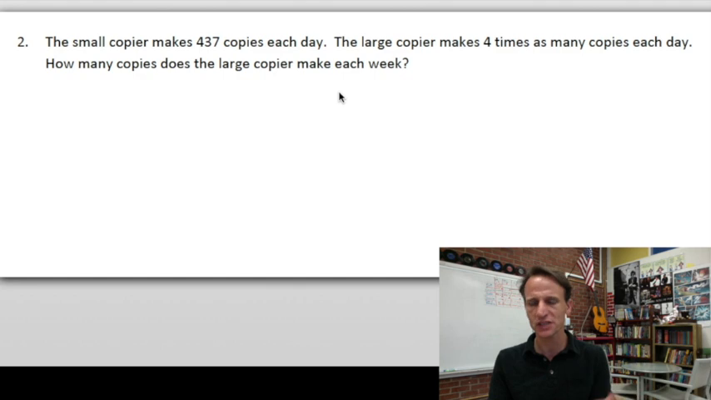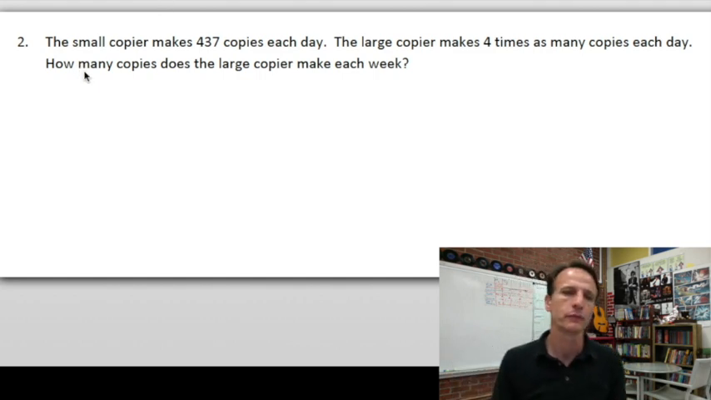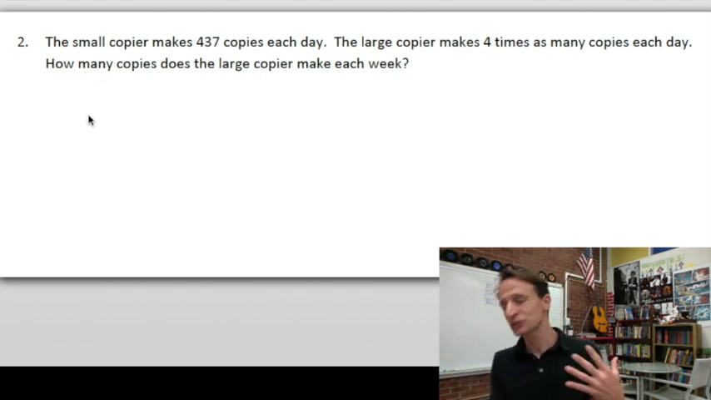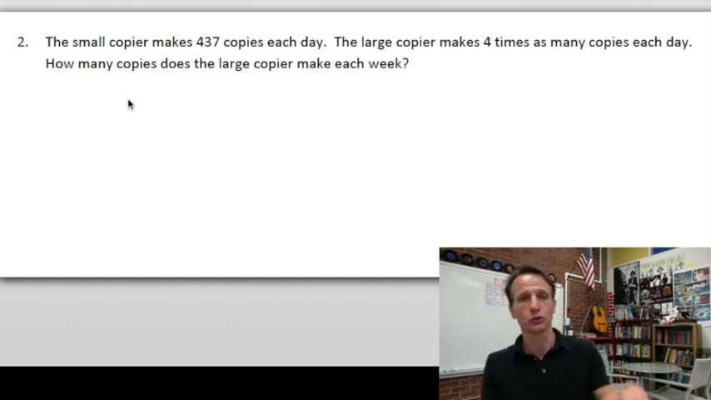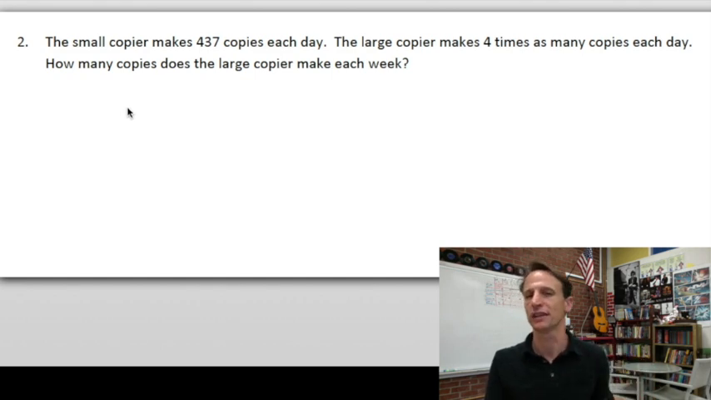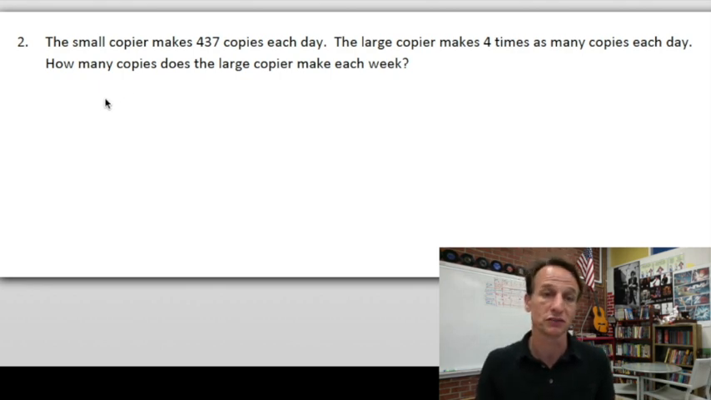See, there are a lot of different questions. You could say how many more than it, but it's how many copies the large copier makes per week. Okay. And although we all work a 5-day work week, when we say week, we're going to assume we mean 7 days. So when you revise this, you might want to specify whether we're talking about a 5-day work week or a 7-day week. We're going to go with 7 for our purposes here because I believe that's what we're looking for.